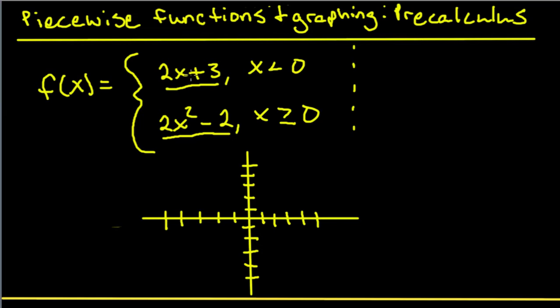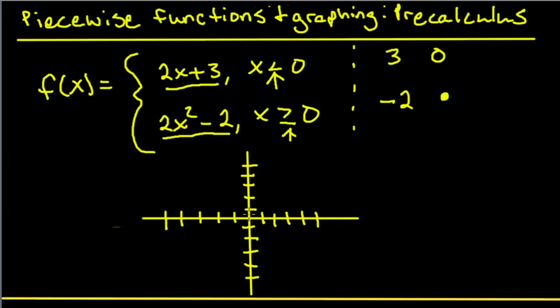So 2 times 0 plus 3 gives us 3. And if we plug 0 into here, 2 times 0 squared is 0 minus 2, which gives us -2. And notice this is strictly less than, so this is going to be an open dot. And this has an equal sign, so this will be a closed dot.